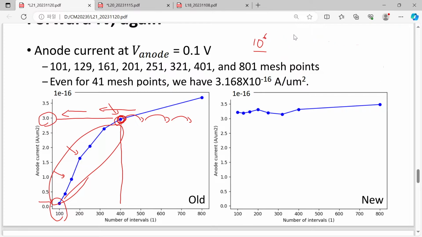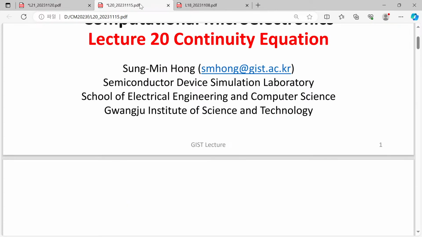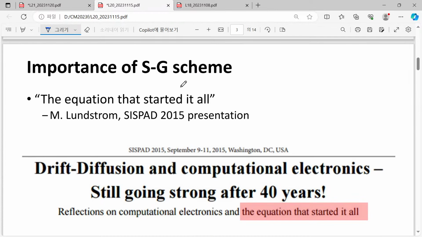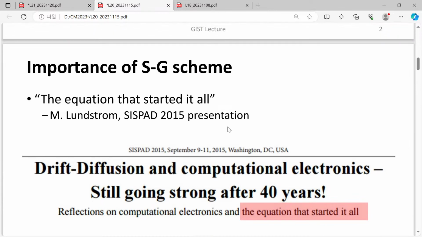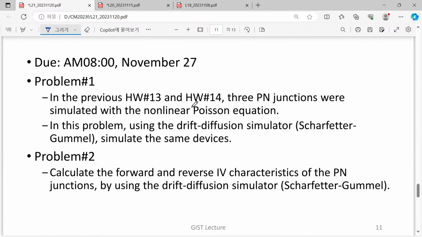So that's the reason why we are still celebrating this Scharfetter-Gummel scheme. Without this Scharfetter-Gummel scheme, our entire field does not exist. Okay. So now let's go to your homework.